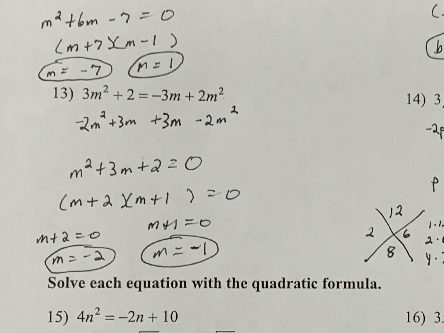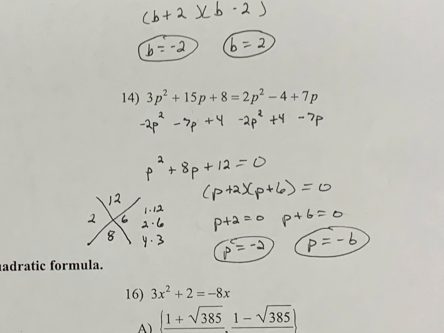And then on 14, again, this is a bunch of terms. You need to get them all together, okay? So I did the inverse operations on the right side and did the same thing on the left so that I could keep the equation true. And when I did that, I ended up with this p squared plus 8p plus 12 equals 0.